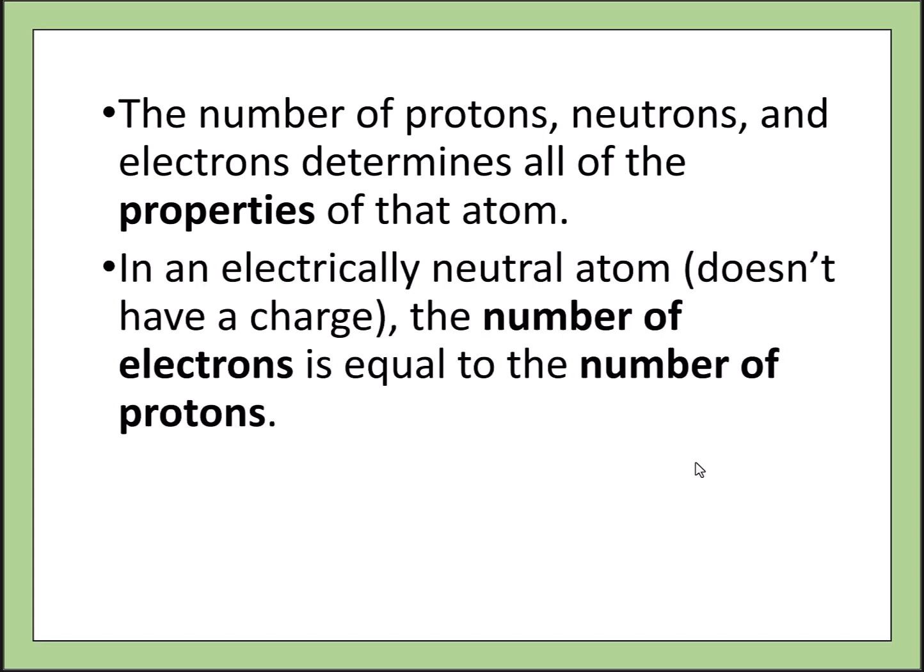In an electrically neutral atom, which does not have a charge, the number of electrons is equal to the number of protons. So electrons, we said, were negatively charged and protons are positively charged. So since negative and positive charges balance each other out, if there was an equal amount of electrons and protons, we would have an electrically neutral atom with no overall charge to the atom. And that's typical, but if it did have a charge, it would change some of the properties. So it's worth discussing electrically neutral.